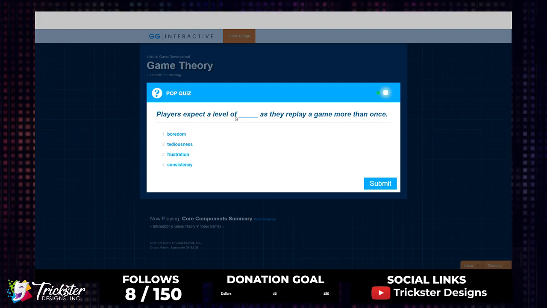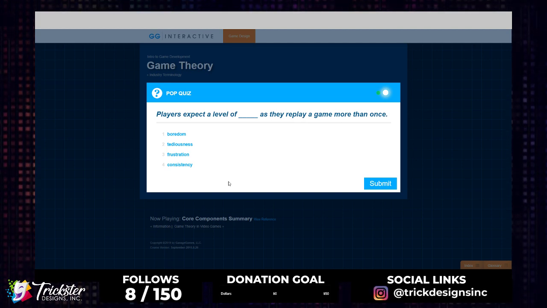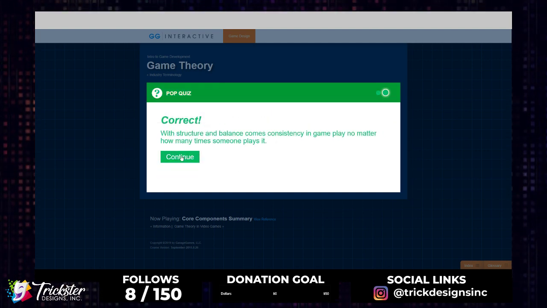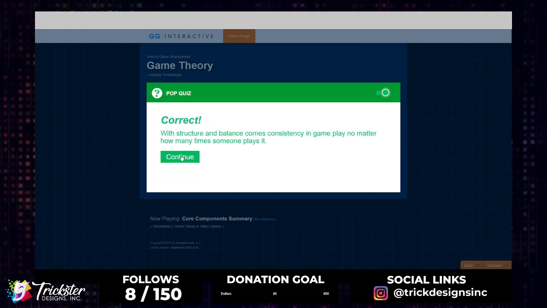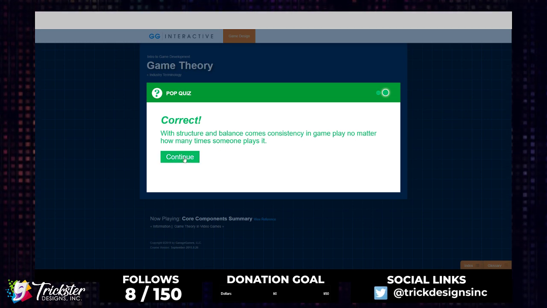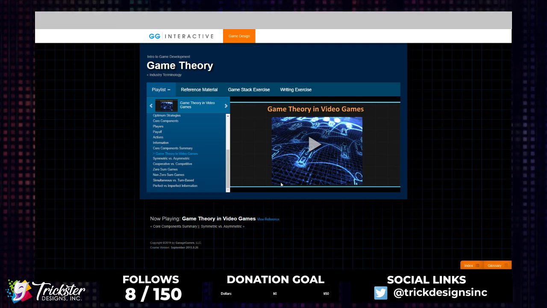Players expect a level of blank as they replay a game more than once. Consistency. With structure and balance come consistency in gameplay no matter how many times someone plays it. Next video. Now I'm looking at chat.